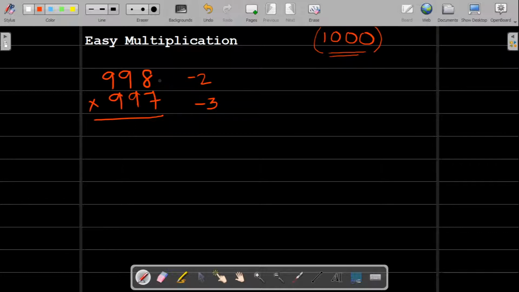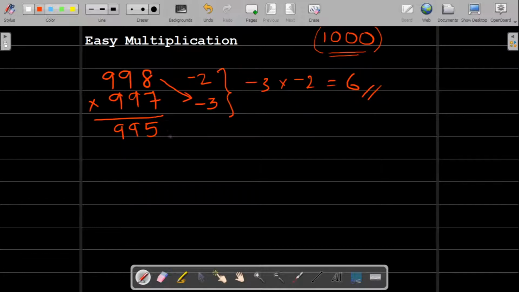So next what do I do? I add diagonally either 998 and minus 3 or 997 and minus 2. So both yield me the same result, 995. So next I multiply these two digits. So minus 3 multiplied by minus 2 yields me 6.